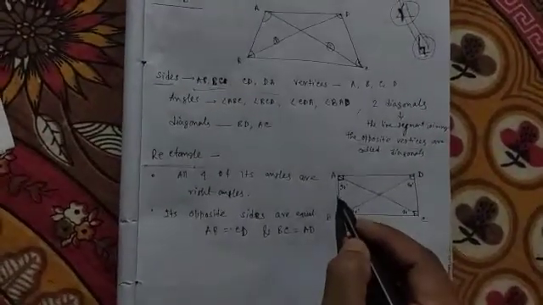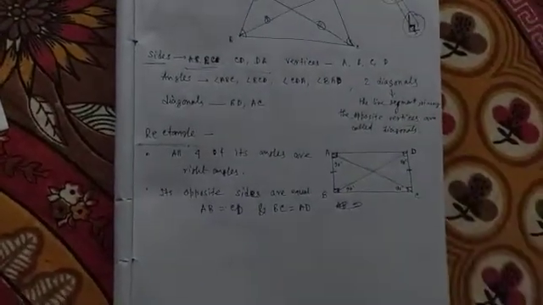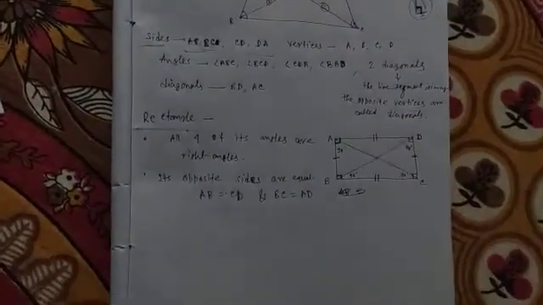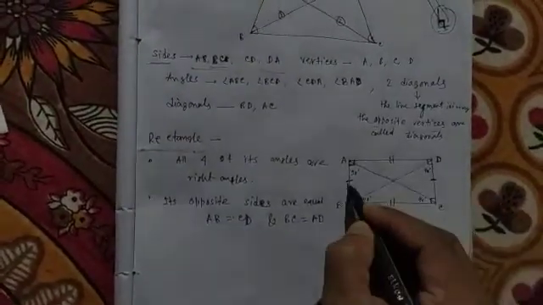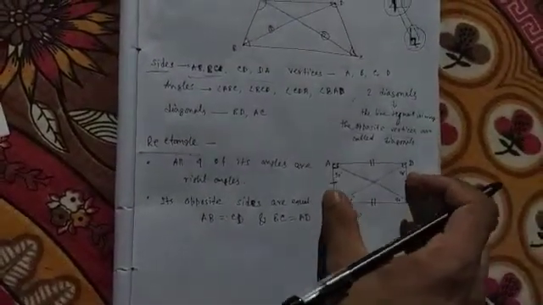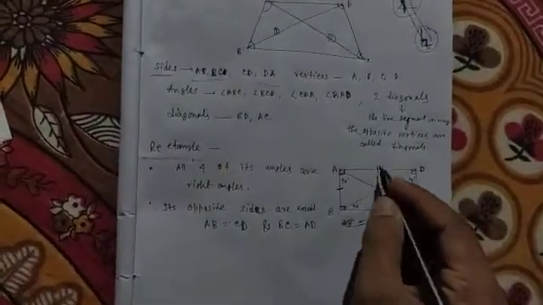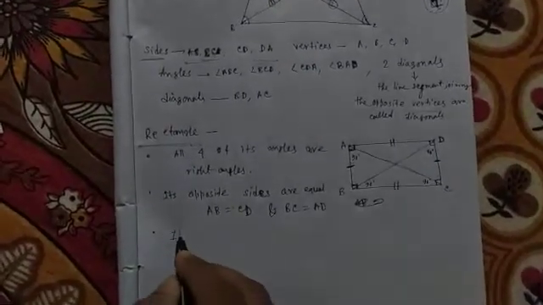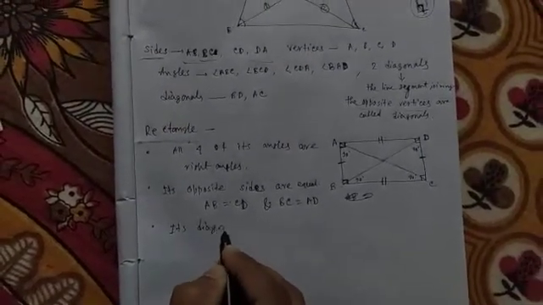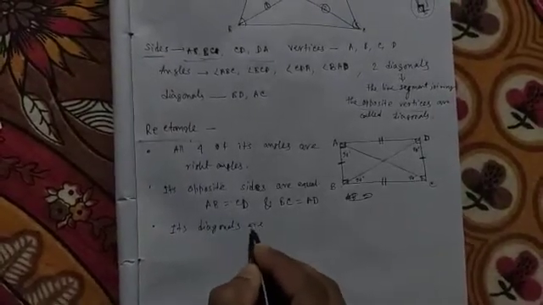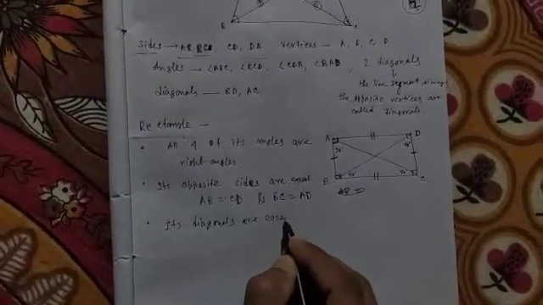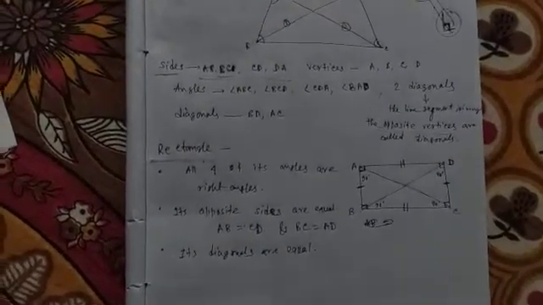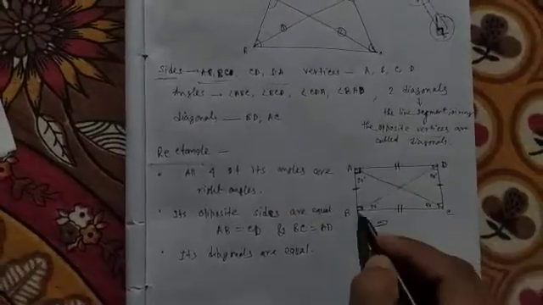So what is the opposite side of AB? This, CD. And what is the opposite side of BC? It is AD. See, the single lines mean these are the same, and these two double lines for AD and BC mean AD equals BC. Clear? Next, its diagonals are equal. That means BD is equals to AC.